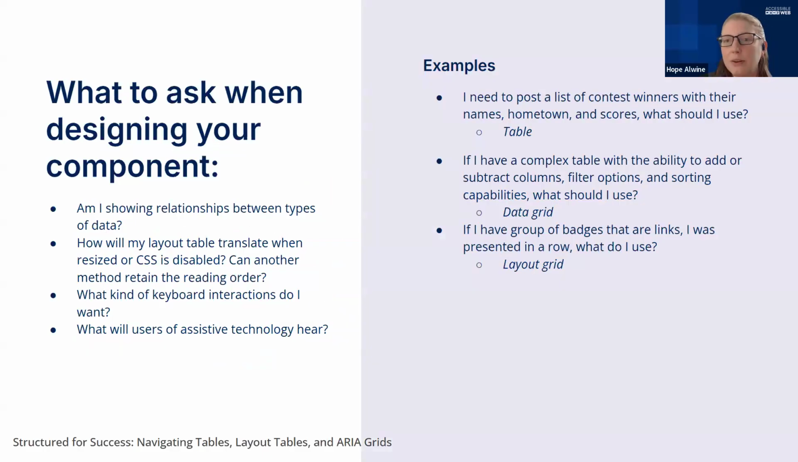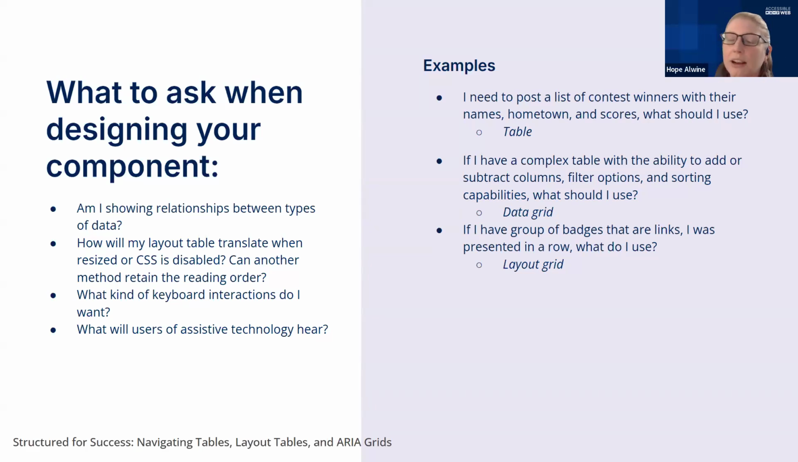So when you're designing your component, I want you to think about a couple of questions while you're deciding which one may be the best for whatever you need to code. Are you showing a relationship between types of data? If so, a table would be a good option. How will a layout table translate when text is resized or CSS is disabled? Can another method retain the reading order? If you remember back to our layout example of the toilet and how it sounded if assistive technology was reading it, that's definitely something to consider.